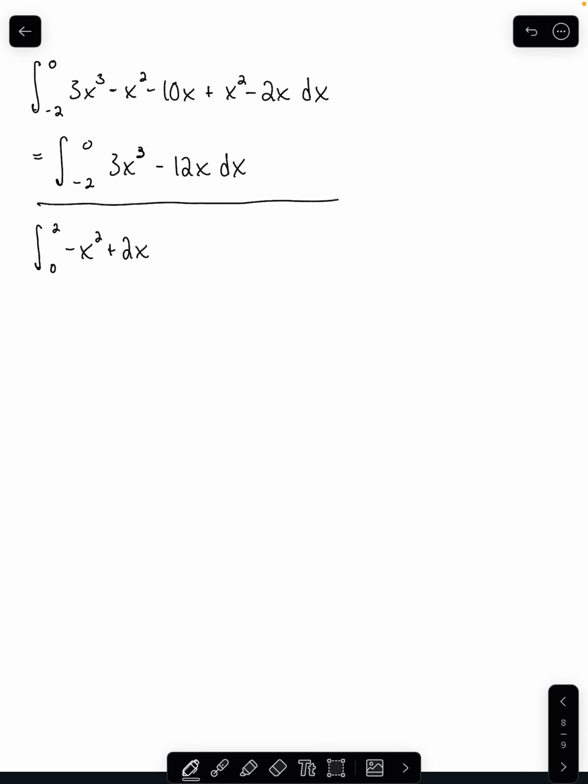Distributing the subtraction into the cubic polynomial will give us minus 3x cubed plus x squared plus 10x dx. And combining those like terms, we have first the negative 3x cubed by itself. The negative x squared and positive x squared cancel out. And then we have positive 2x and positive 10x together giving us positive 12x. So, as you can see here, the two integrals simplify to have opposite integrands.